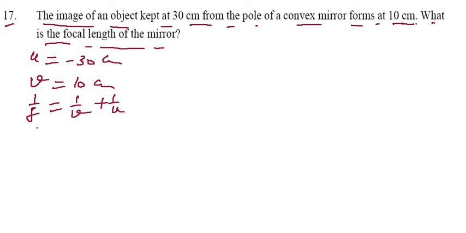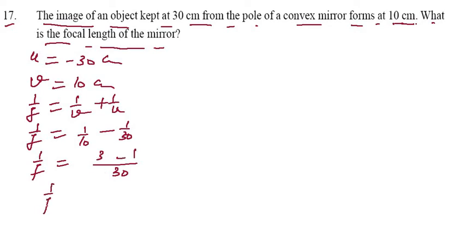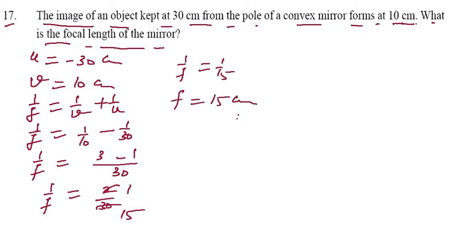Now put the values. 1 upon f is equal to 1 upon v minus 1 upon u, that is 1 upon 10 minus 1 upon 30. Taking the LCM, which is 30, 1 upon f is equal to 2 upon 30, so 1 upon f is equal to 1 upon 15. So f will be equal to 15 centimeters, and that one is your answer.